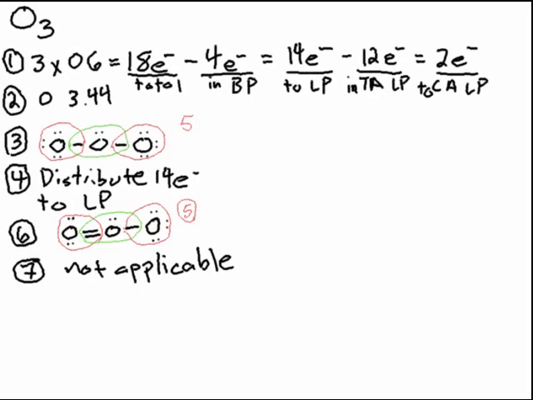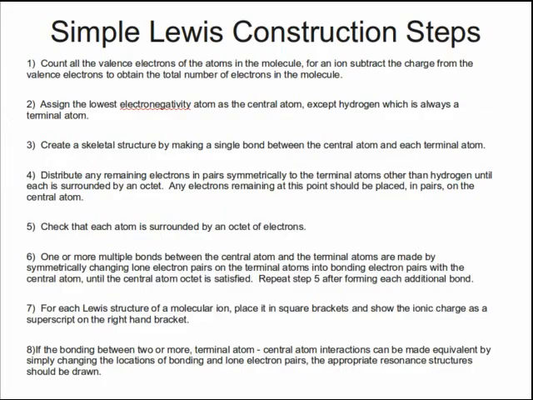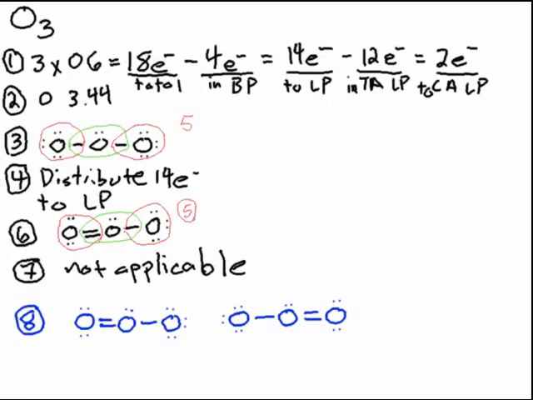The structure seems complete, however both terminal atoms can interact with the central atom in the same way. An additional step is needed to demonstrate the equivalence of the central atom-terminal atom interactions. That step is 8. If the bonding between 2 or more terminal central atom interactions can be made equivalent by simply changing the locations of bonding and lone electron pairs, the appropriate resonance structure should be drawn.